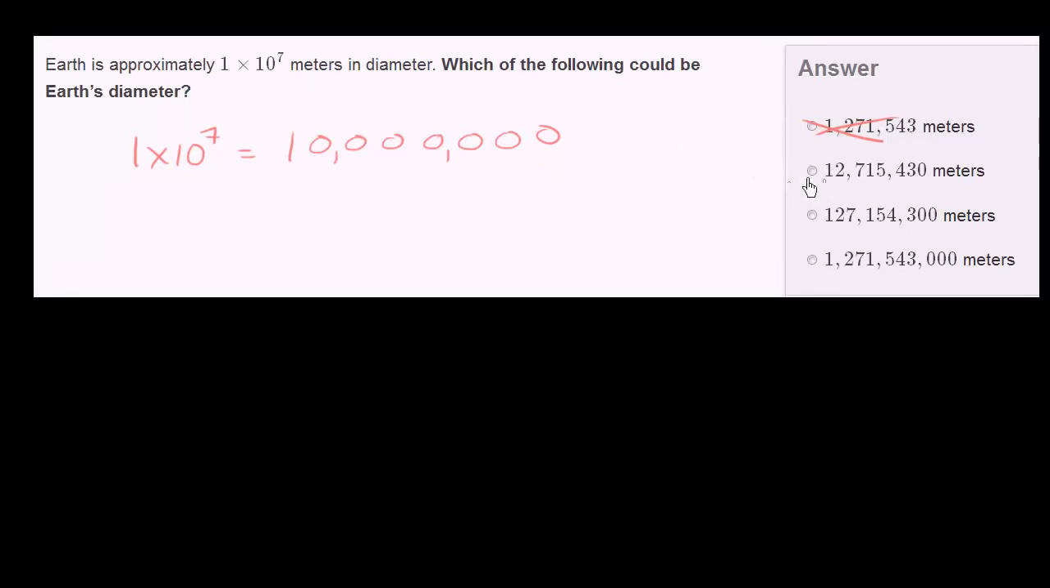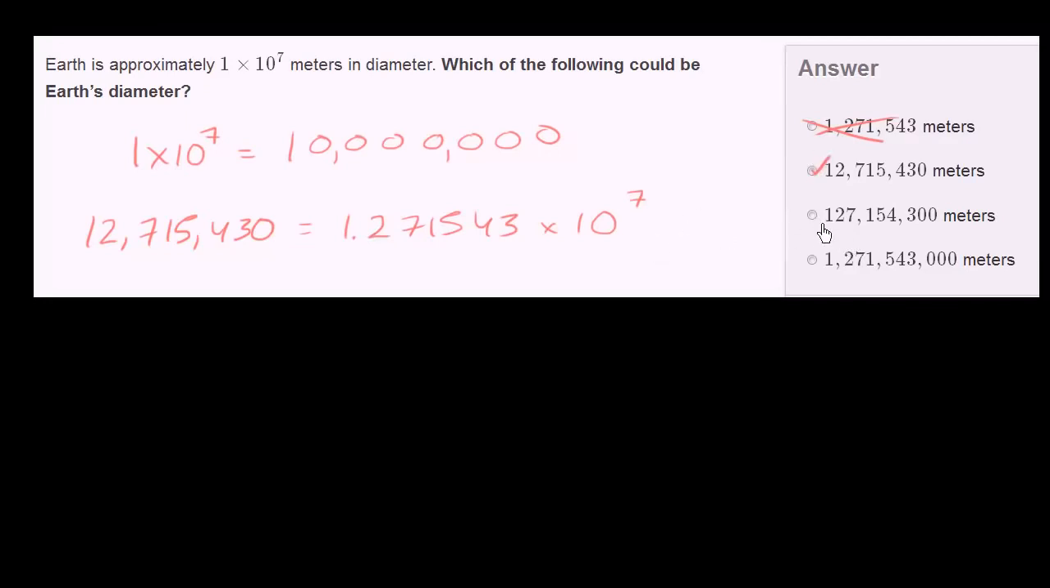if I were to write this in scientific notation. This right over here is 1.271543 times 10 to the 7th. Let me write that down. 12,715,430, if I were to write this in scientific notation, is 1.27153 times 10 to the 7th. And when you write it this way, you say, hey, if I was to really estimate this and get pretty rough with it and I just rounded this down, I would make this 1 times 10 to the 7th. So this really does look like our best choice.